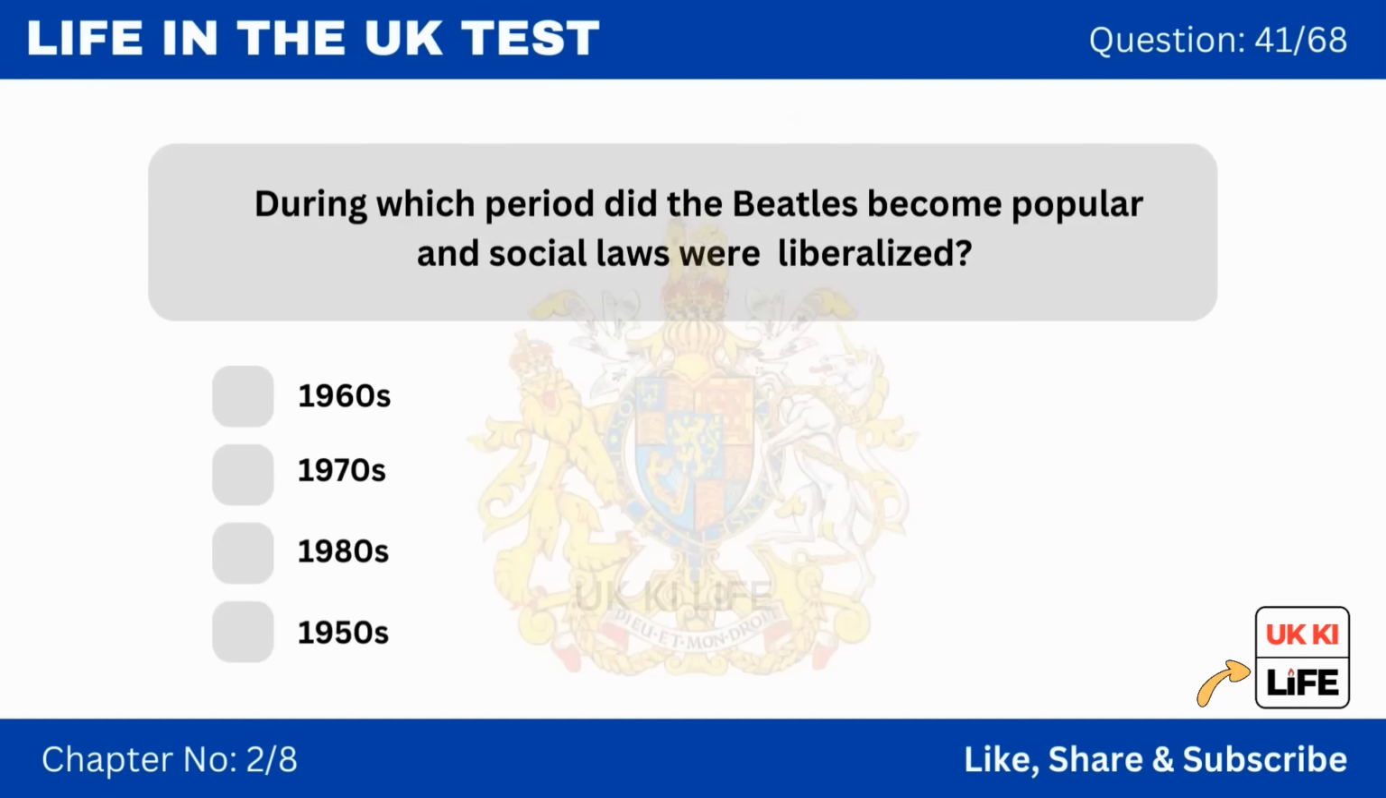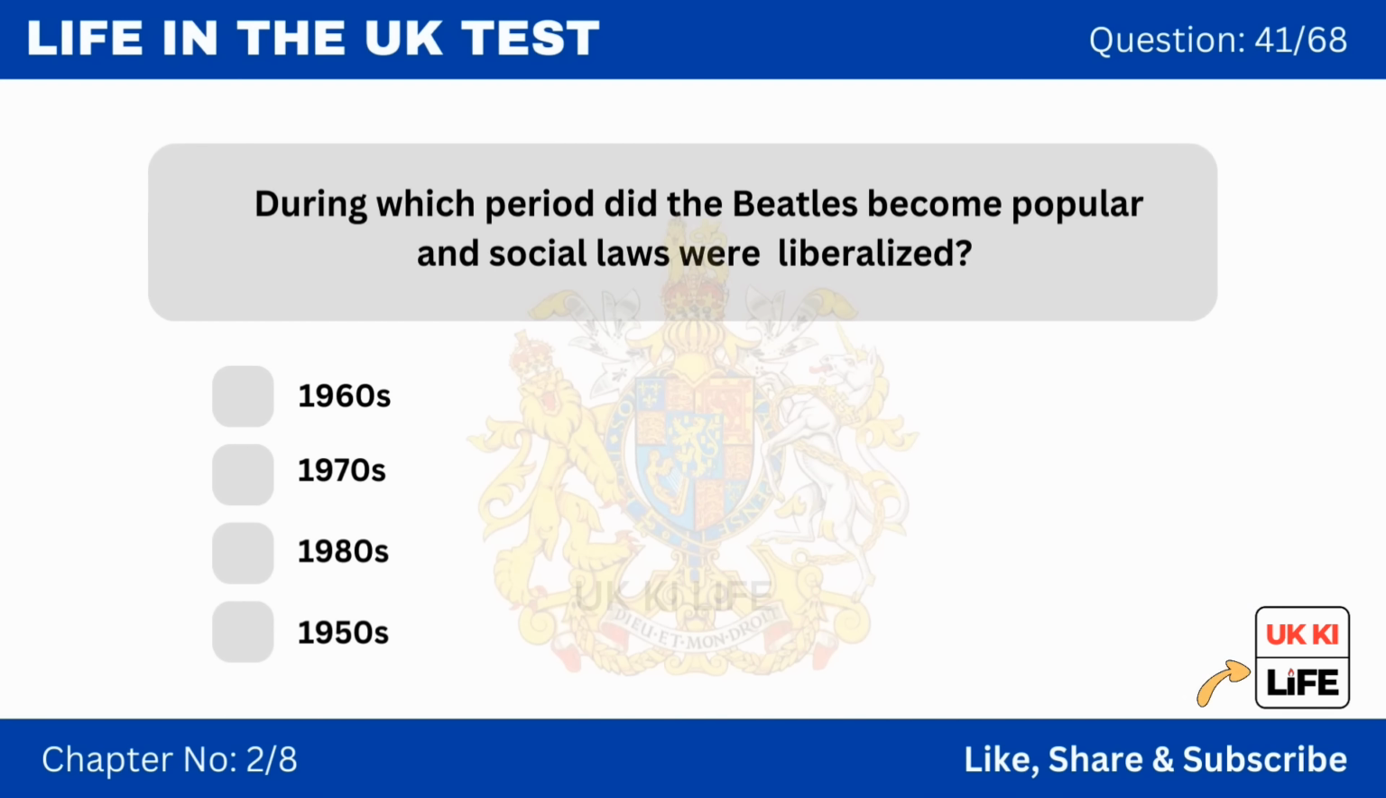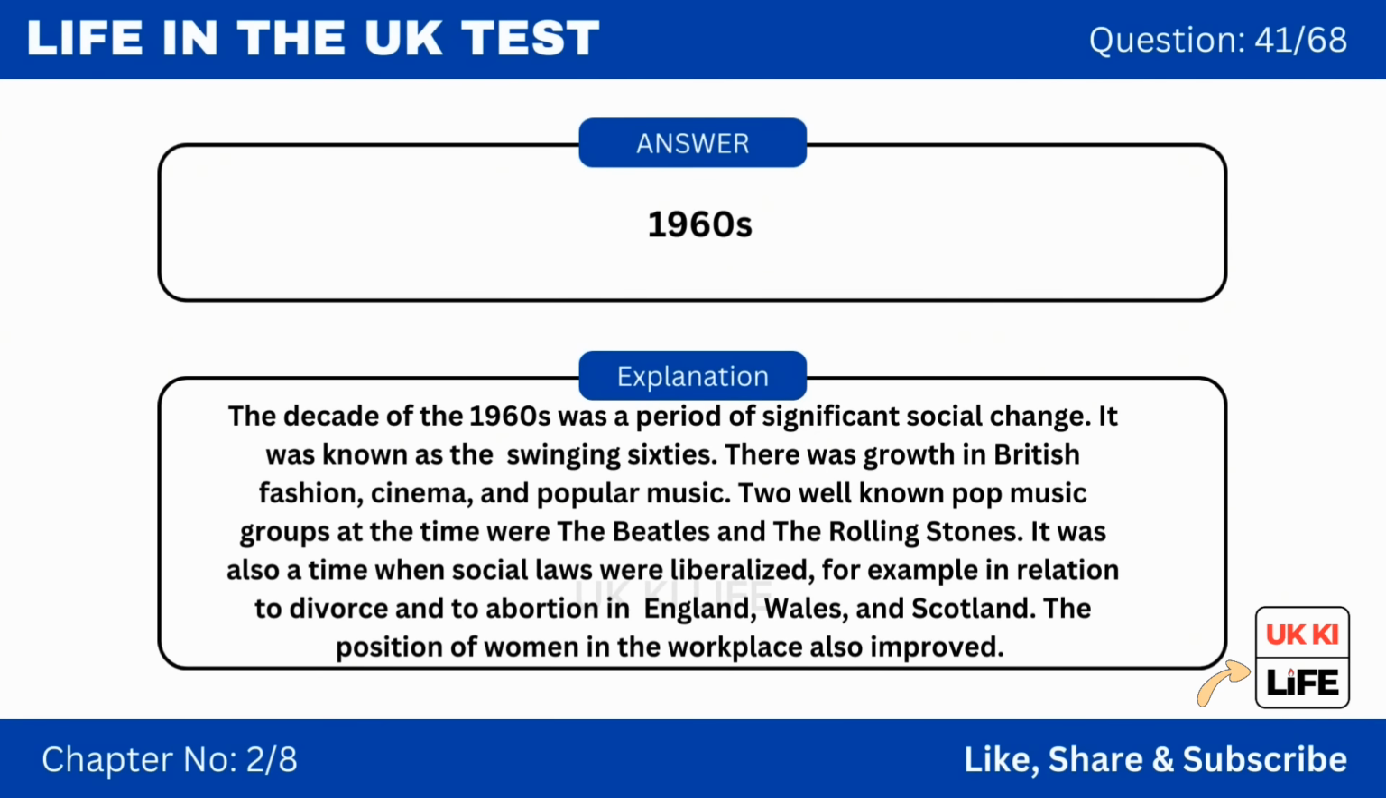Question 41. During which period did the Beatles become popular and social laws were liberalized? 1960s, 1970s, 1980s, 1950s. The correct option is A. Explanation. The decade of the 1960s was a period of significant social change. It was known as the swinging 60s.